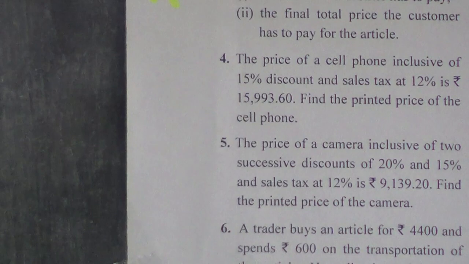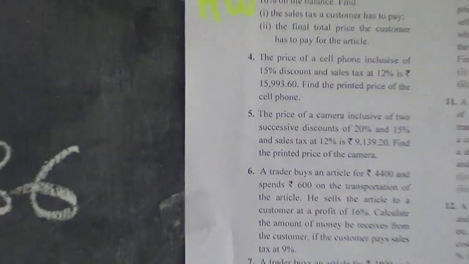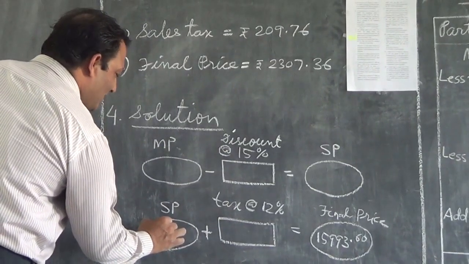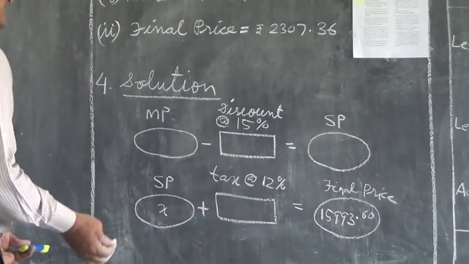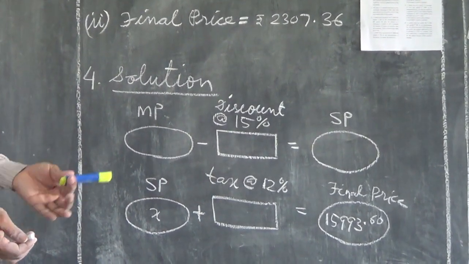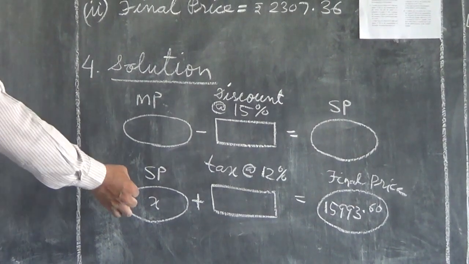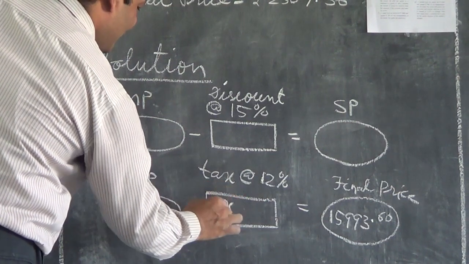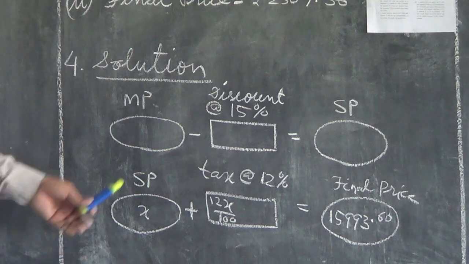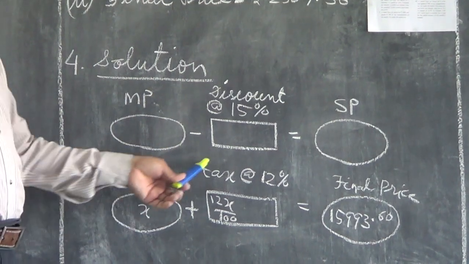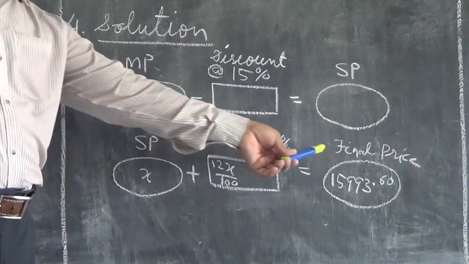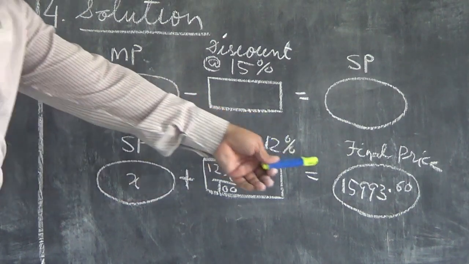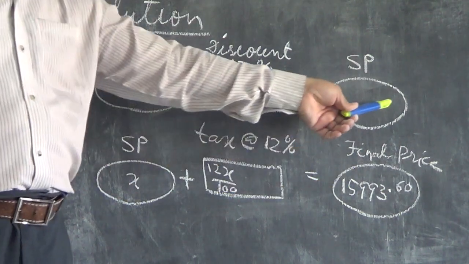15,993.60, and here tax is added at 12%. On SP, we don't know SP here. You can take X. If you want, you can take X. In the model, you can mark it as X, and then X plus this will be 12X divided by 100. This is 12%. So X plus 12% of X equals 15993.60. First this, because it is reverse, we have to start from here and then we have to go here.